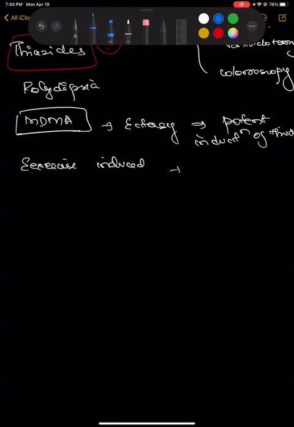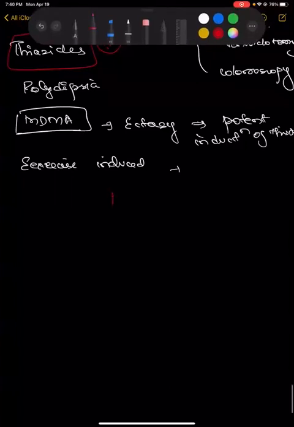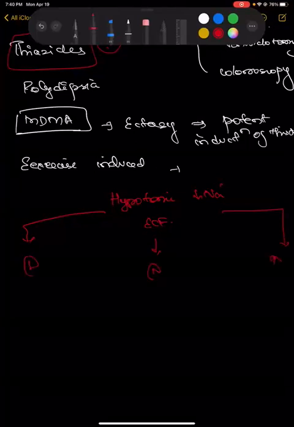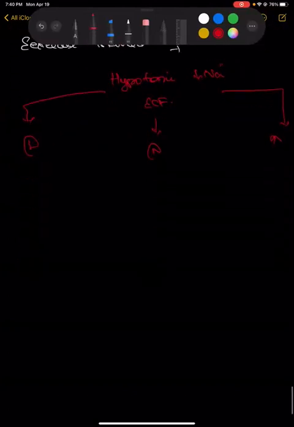So when you know it is only hypotonic hyponatremia, we again go and recheck the ECF volume. So this is hypotonic hyponatremia, and I'm checking the ECF. There are three possibilities that can happen here. It could either be normal, it could be low, or it could be high. But how do we know? How do we assess the ECF volume?